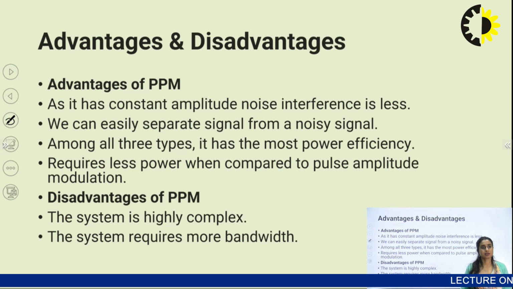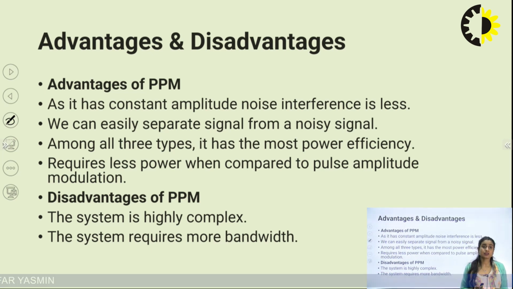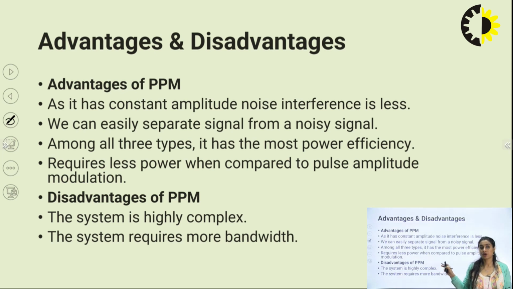What are its advantages and disadvantages? It has a constant amplitude and noise interference is less. We can easily separate the signal from a noisy signal, and among all three types, it is the most power efficient. Why? You don't have to keep the signal on for a longer duration as in the case of PWM, right? You don't have to vary the power levels as there is no amplitude variation as in the case of PAM. In PAM, because of such structure, you get power variations, so average power is high.